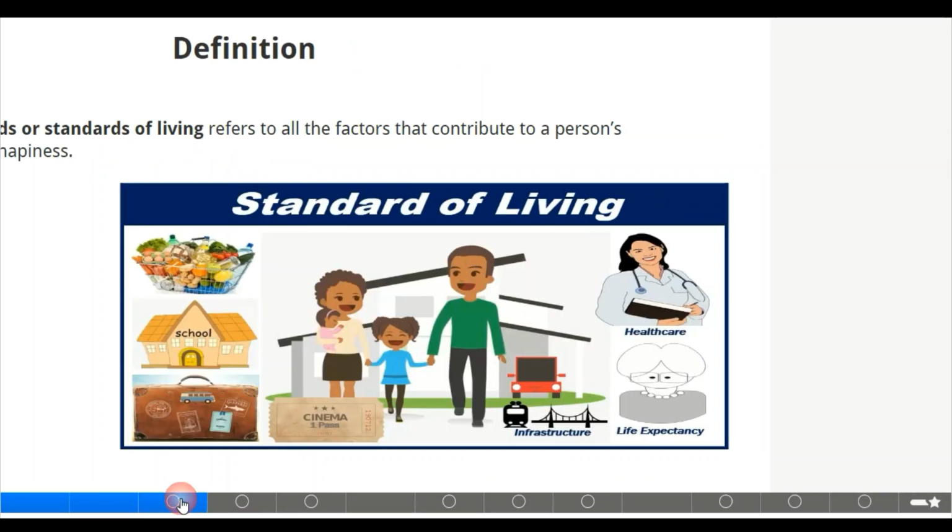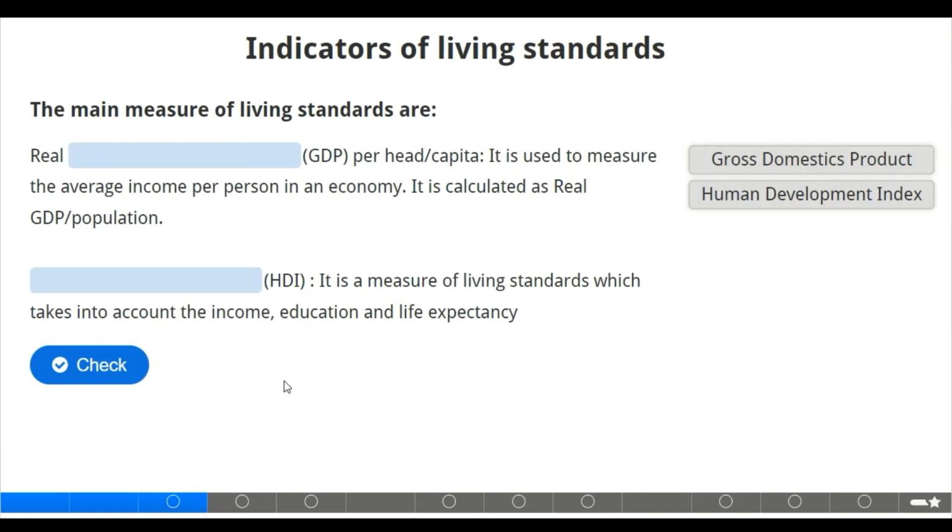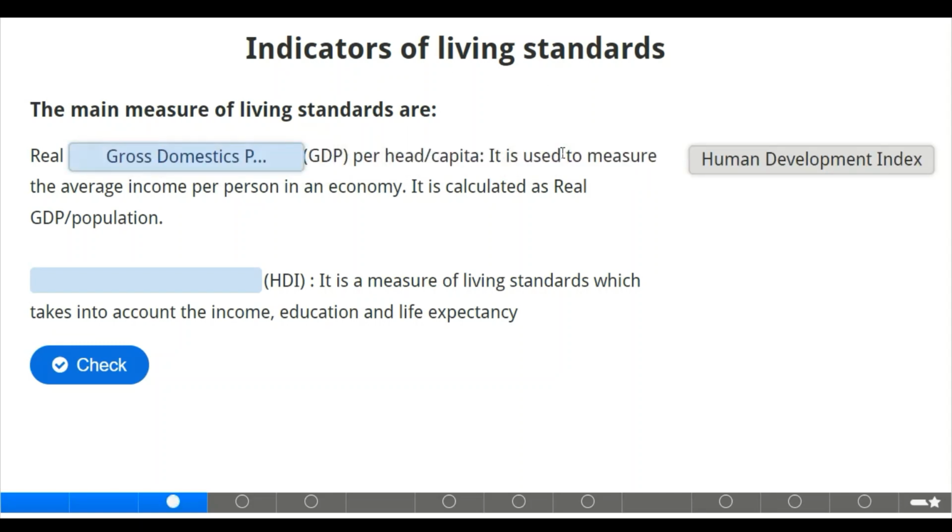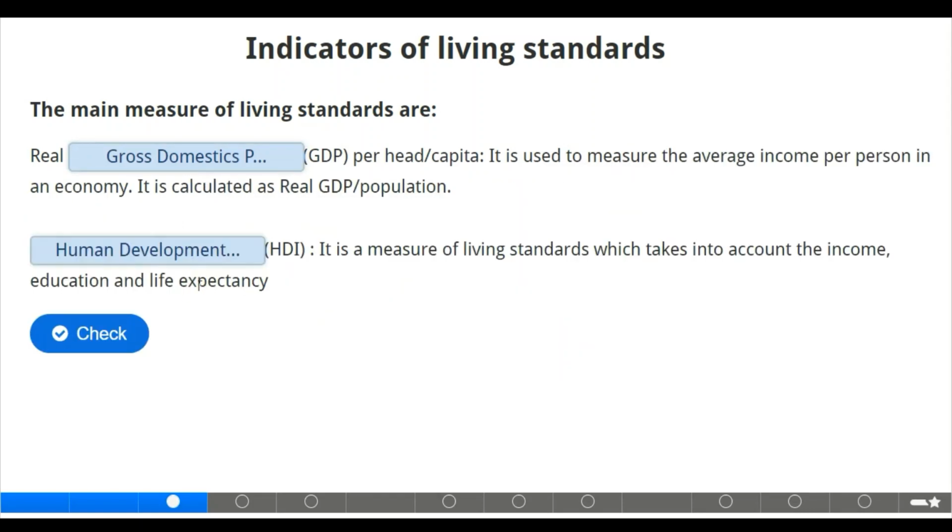We move to the next slide. What do we have here? We have the indicators of living standards. What are the indicators of living standard? That is the measure. What are we using when measuring the living standard of an individual? Here we have the gross domestic product and the human development index, but we have to drag the words into the correct boxes. We have the real GDP per head, or per capita, that is our gross domestic product, and we also have the human development index as one of the measures of standard of living.